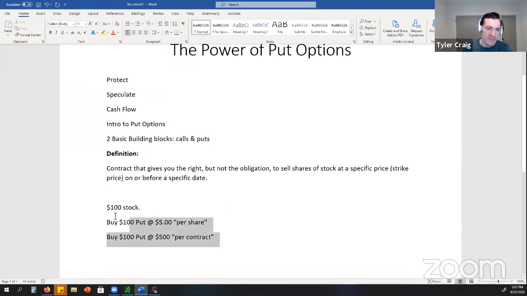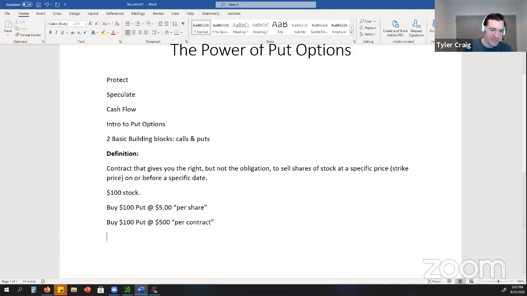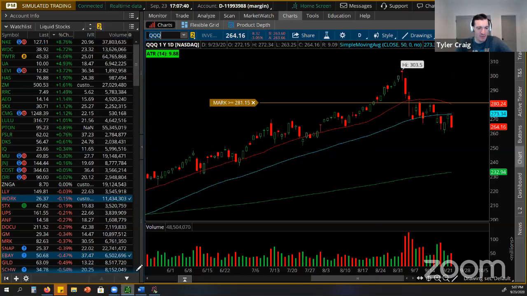So how do I use that put option then? Again, you can use it to protect, you can use it to speculate, you can use it to generate cash flow. Let me get into the speculation part for a second. Do you think that people that owned put options made money today? The answer is yes. Put options went up in value today, quite a bit, actually.